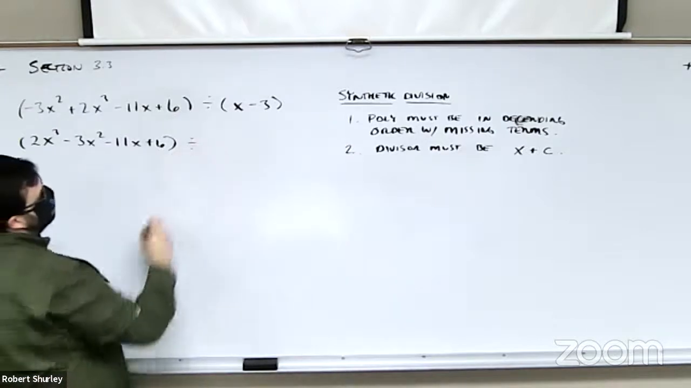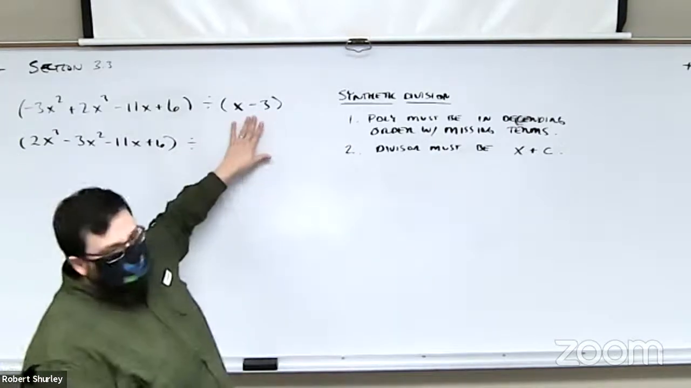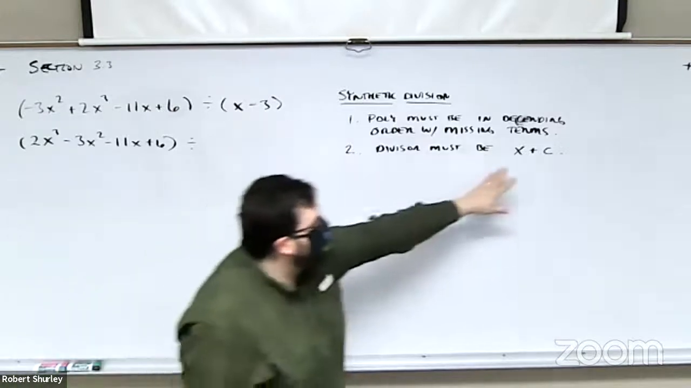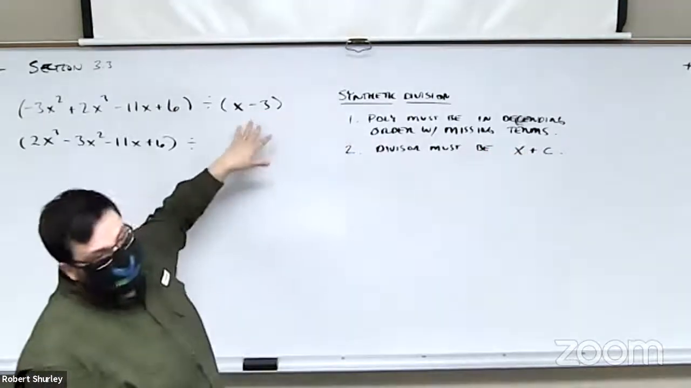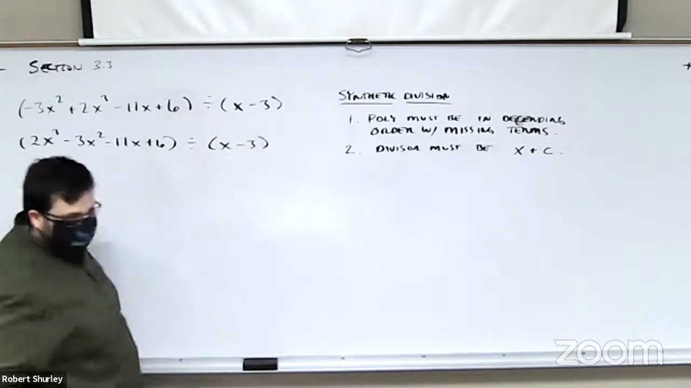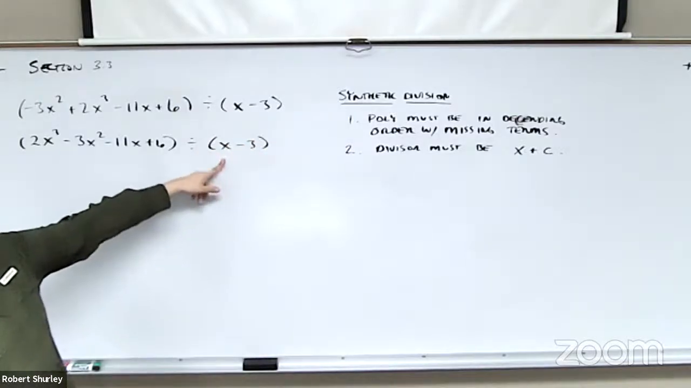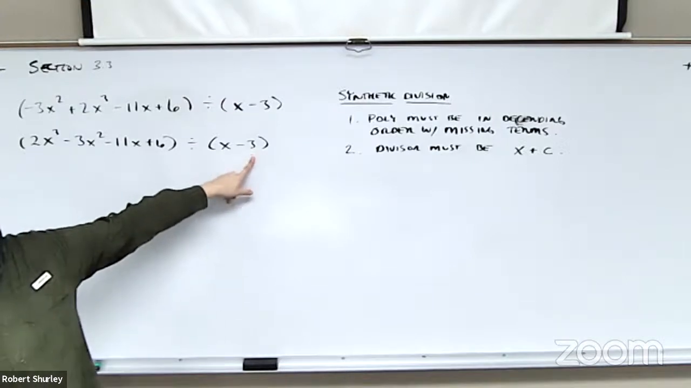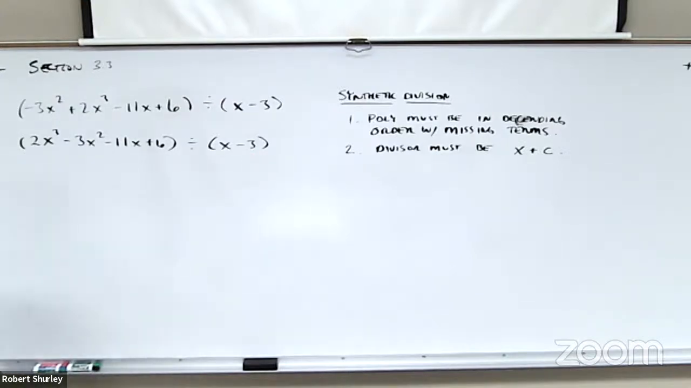Now we're going to divide it by x minus 3. Notice our divisor is set up correctly. I know it's not plus the number, it's minus, that's fine, but it is just x minus 3. It's x by itself, and then plus or minus a constant. That's what we have to have.